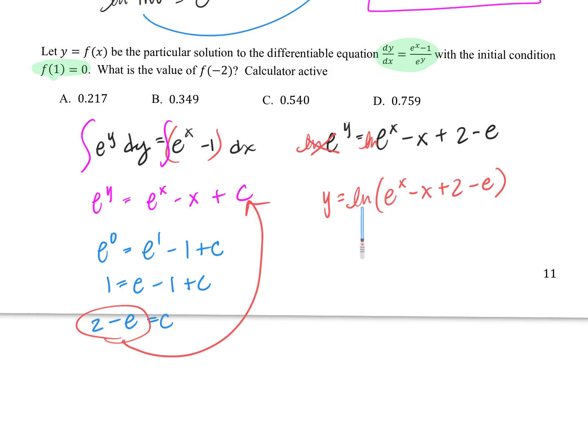Can we pull the e to the x out and just have x outside of it? We cannot, because this guy doesn't have an e to the x. None of these have an e to the x with them. Yeah. You guys, now that's my function.